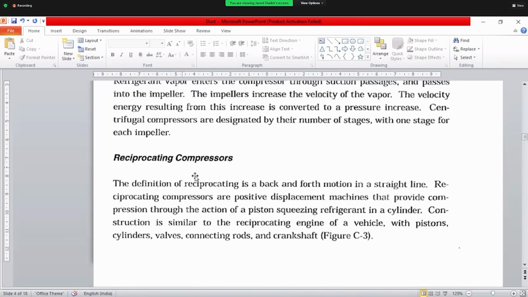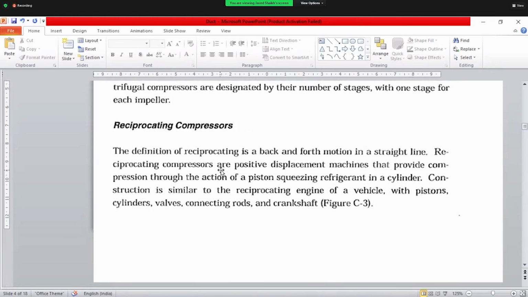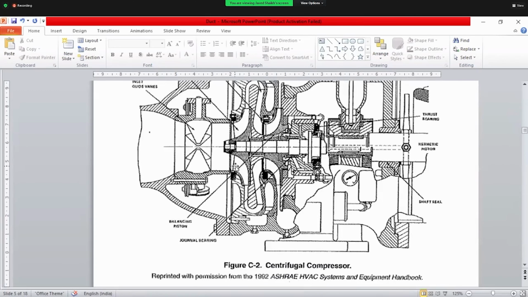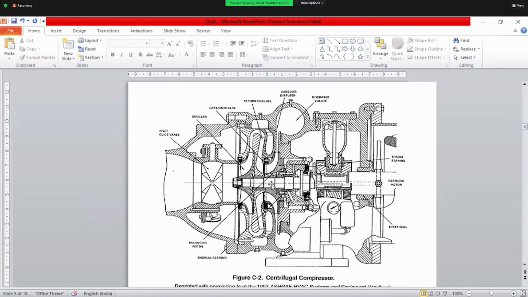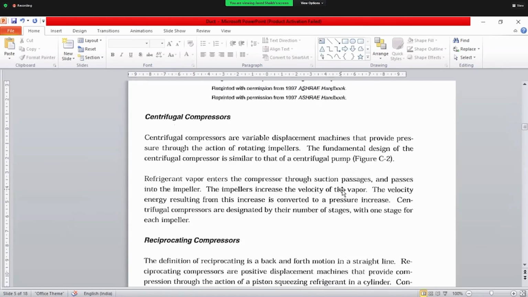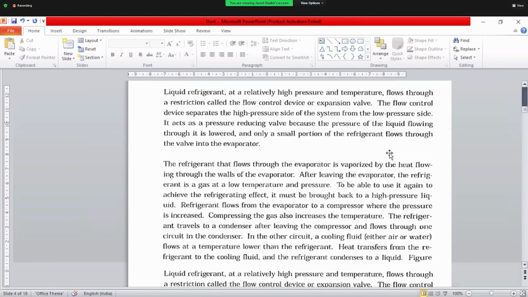And next is the centrifugal compressor. We will see what it actually looks like. This is a section of a centrifugal compressor in a chiller. You can see on the chiller at the top there is a compressor here. So this is how it looks. You can see it in the drawing.